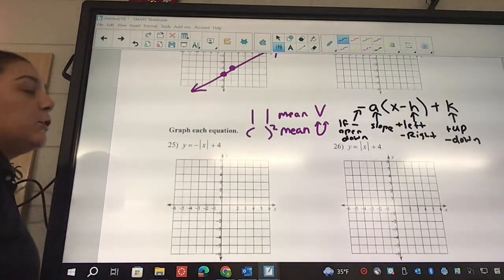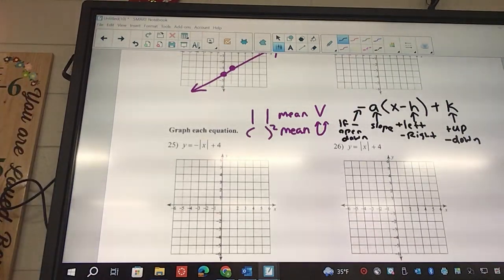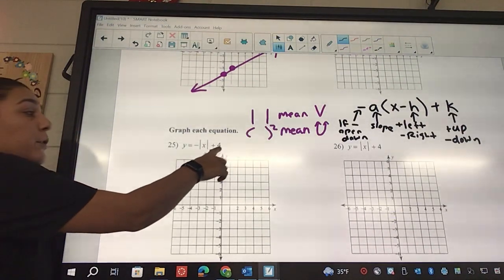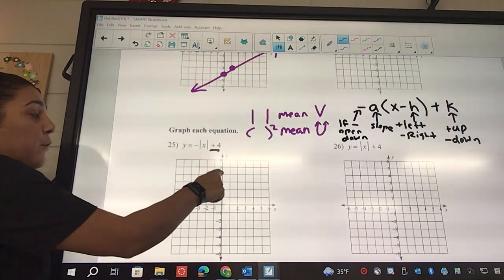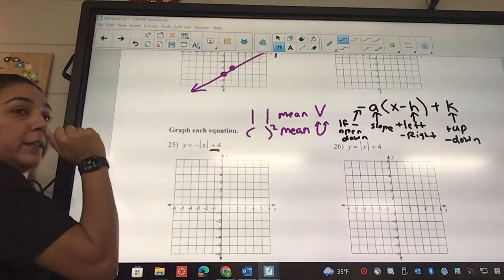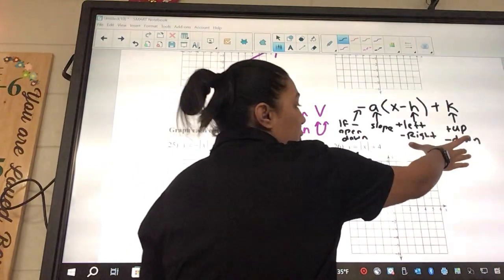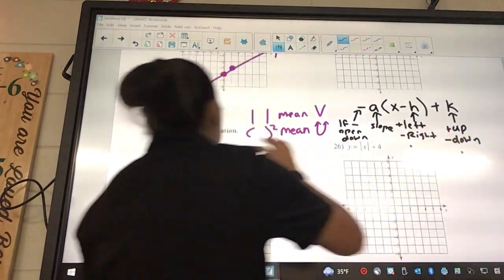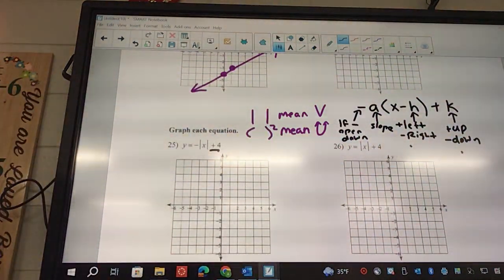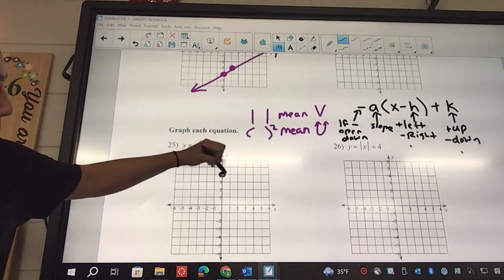Okay, so if we're looking at 25, is that a V or a U? It should be a V, okay? So we always read from the back up to the front, okay? So what does this plus 4 do? We're going to go up 4, okay? And then we check the inside. So we're always going to check these first two before we even make a dot, okay? Is there anything on the inside of the bars? No, so that just means we go up 4 and we're done.